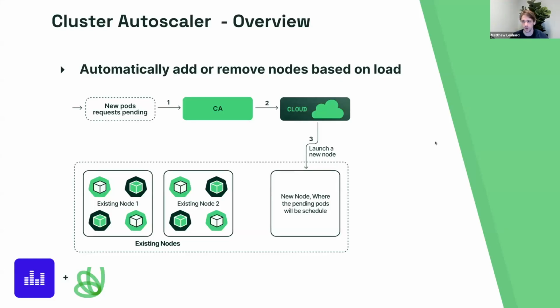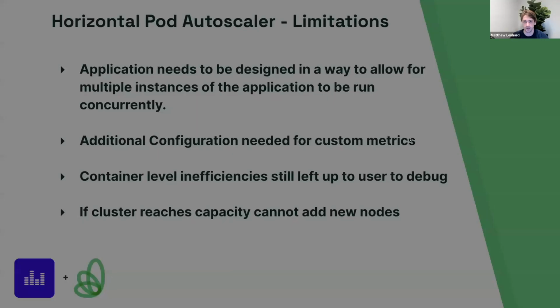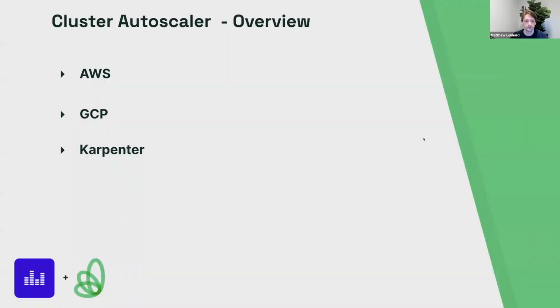Awesome. So that takes me to the cluster autoscaler. And this, differently than the pod autoscaler, just adds nodes based on load. So it'll scale up and down the number of nodes based on the node utilization metrics. This differs based on the cloud providers.